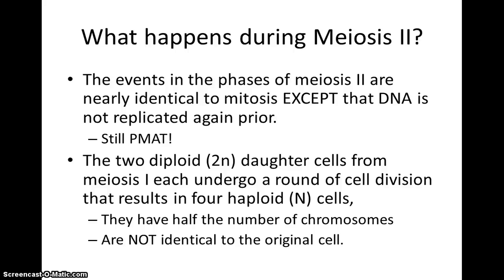Okay, so meiosis 2, this is going to be like deja vu, because the events of meiosis 2 are pretty much identical to mitosis, but the only real difference here is we do not replicate DNA again prior. Those 2 diploid daughter cells that we just saw at the end of meiosis 1 will each undergo a round of cell division themselves, and this gives us our 4 haploid cells. So again, haploid meaning half, they'll have half the number of chromosomes. And another big difference with mitosis, these are not going to be identical to our original cell. And we'll see that in just a second.